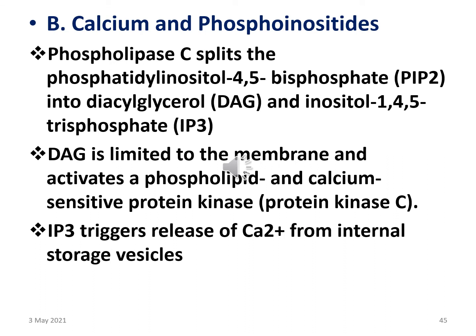Regarding calcium and phosphoinositides, phospholipase C splits phosphatidylinositol 4,5-bisphosphate, PIP2, into diacylglycerol and inositol 1,4,5-triphosphate, DAG and IP3. PIP2 will be split into DAG and IP3. DAG is limited to the membrane and activates phospholipid and calcium sensitive protein kinase C, while IP3 triggers release of calcium from the internal storage vesicles in the sarcoplasmic reticulum.